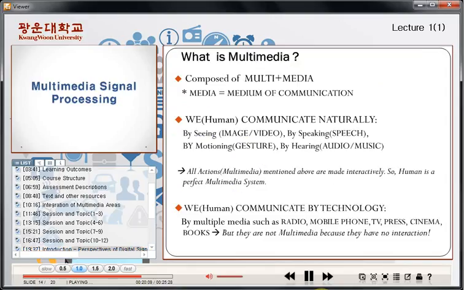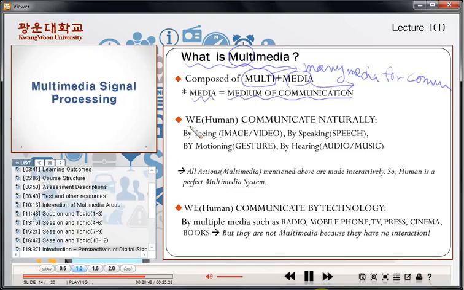And the first topic, what is multimedia? Multimedia means, multi means many. Media means a communication tool. So multimedia means so many media for communication. So multimedia is a kind of communication tool, okay? And media means a medium of communications.